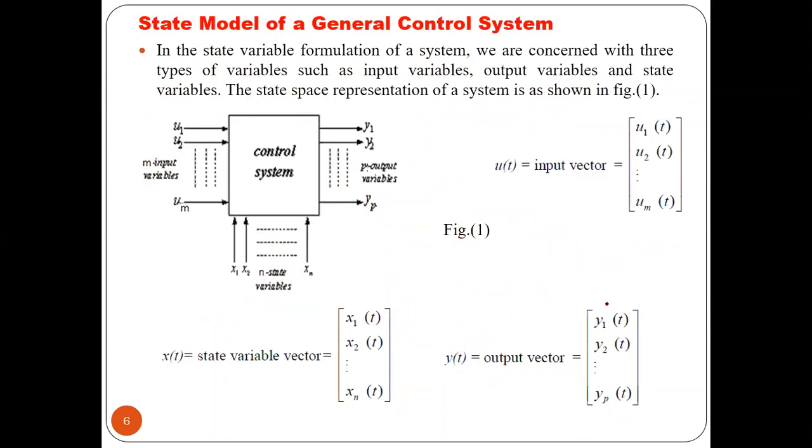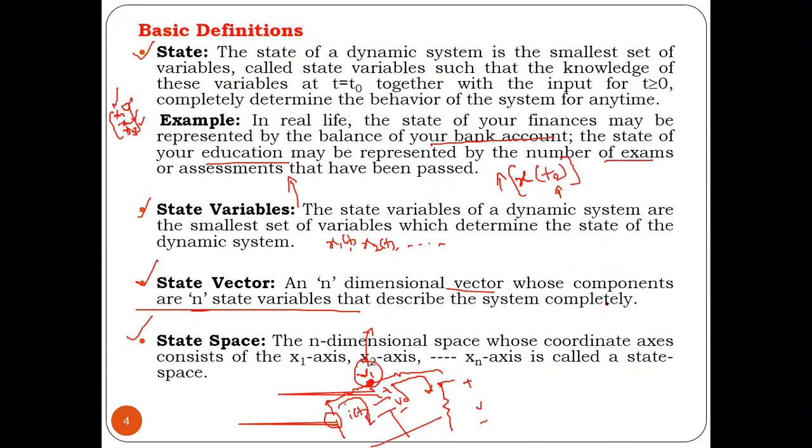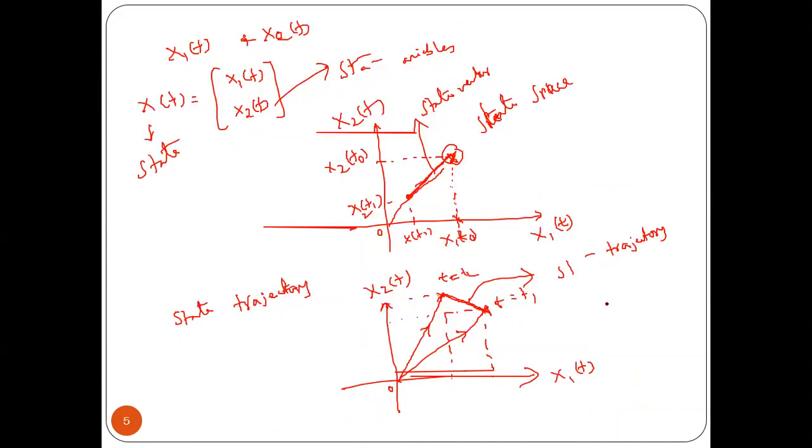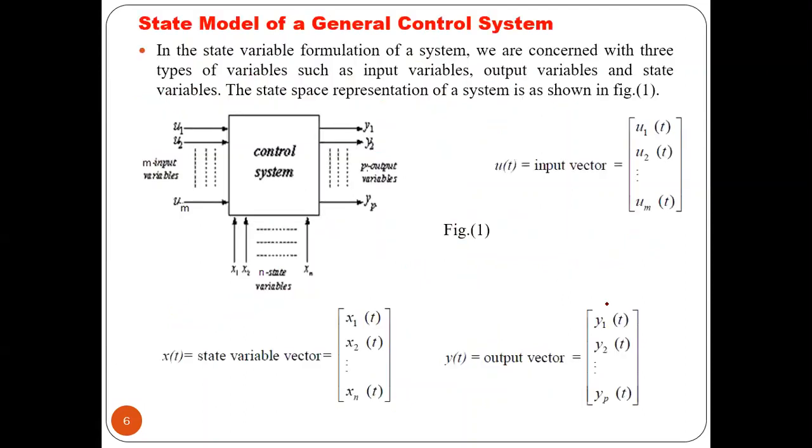Now, these are the definitions. Along with a simple diagram or example, we should explain each term. Basically, you will get these questions for 2 marks. Next question is the state model. What is meant by state model and how to generate the state model from the diagram?